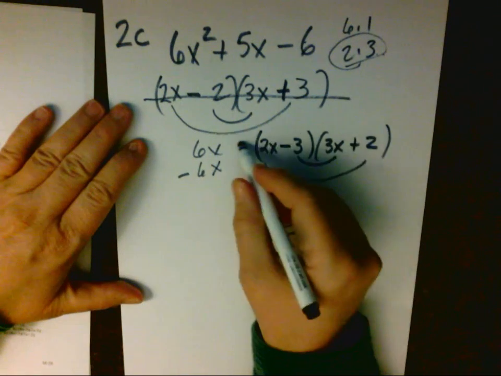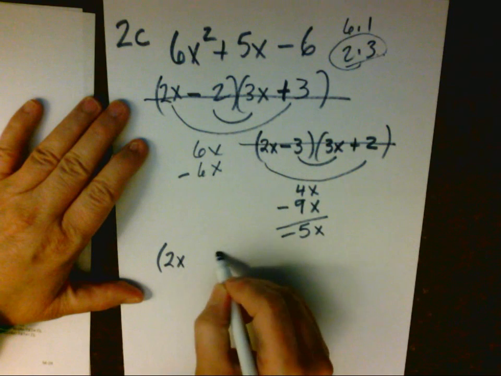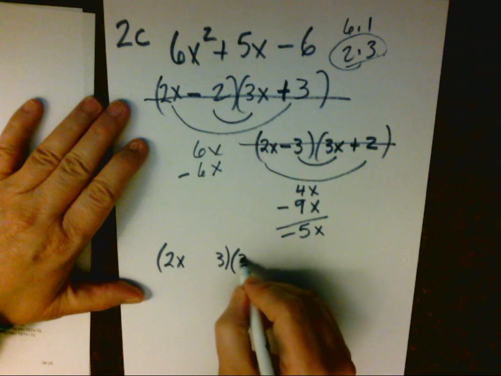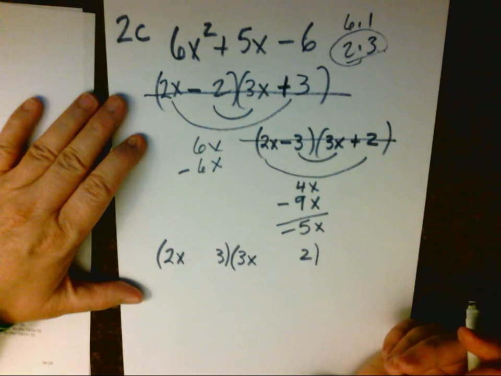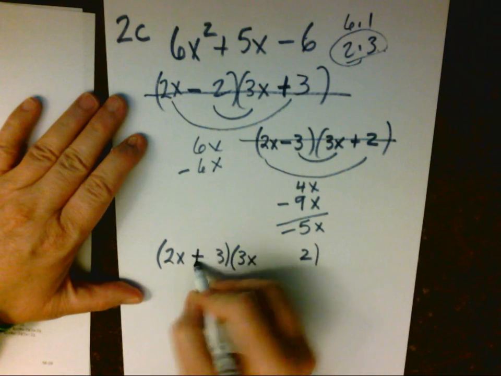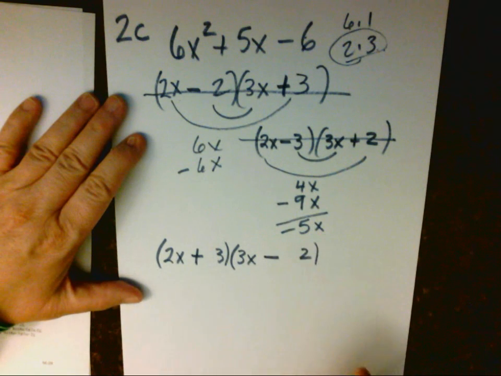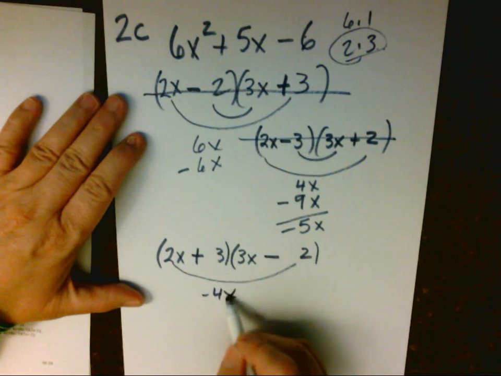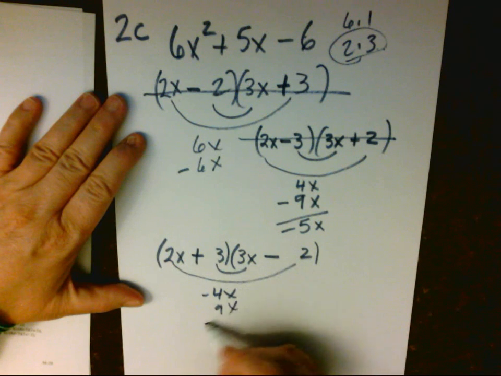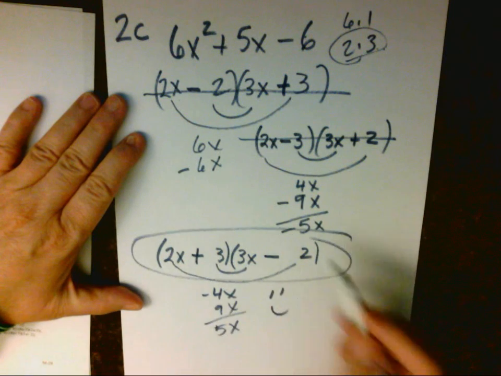Okay, so that didn't work. But I'm going to use it because it was so close. Seems to me like what I should do now is leave everything in the place that it's in, but change this to a positive and that to a negative. Switch the signs because I was off by my sign. Okay, everything else was okay. Let's check that middle term. Negative 4x and positive 9x gives me 5x. Yay! We got it. Okay.